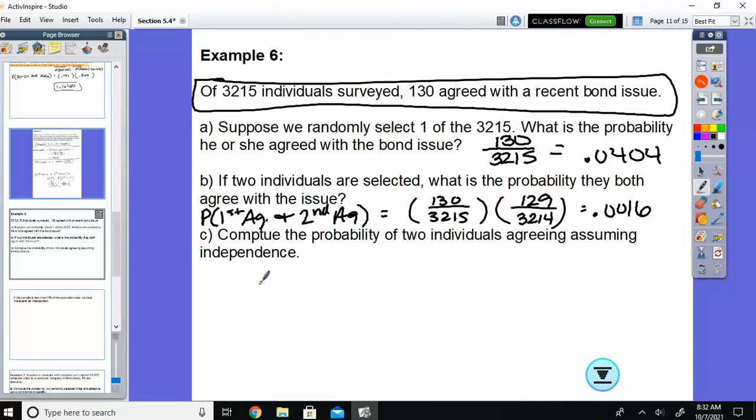Alright. Let's say I compute the probability assuming independence. So I just did this to illustrate the difference between independent and dependent. Part B, we treated it as those things being dependent. They're not independent. I already talked to the first, I'm going to talk to a second. But part C is like saying, okay, I'm going to number my people from 1 to 3,215, and I'm going to randomly draw two names out of a hat. Is it possible that I could select that same person twice?